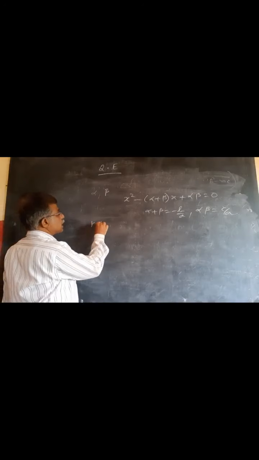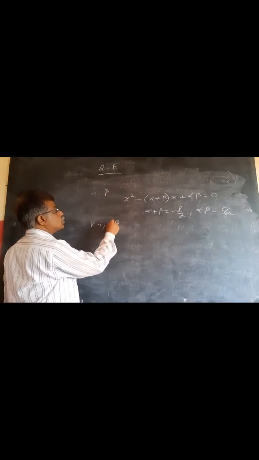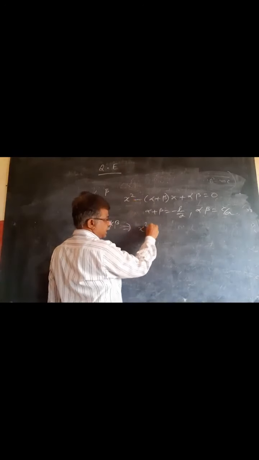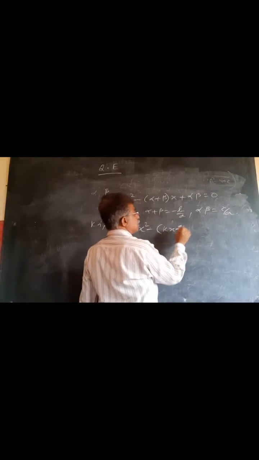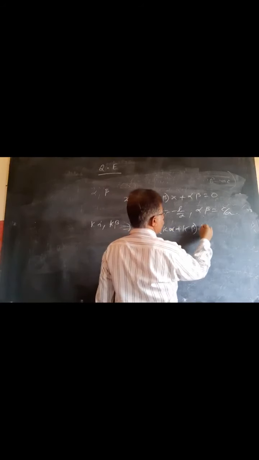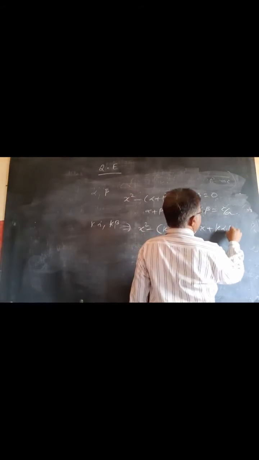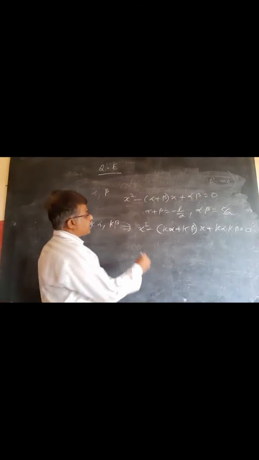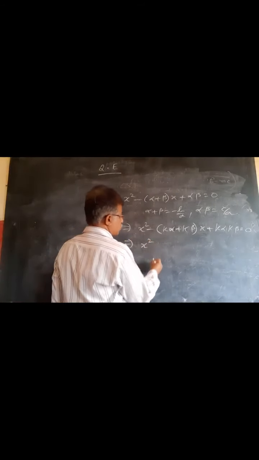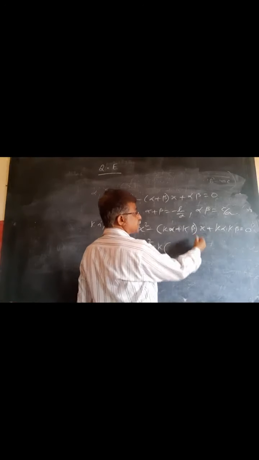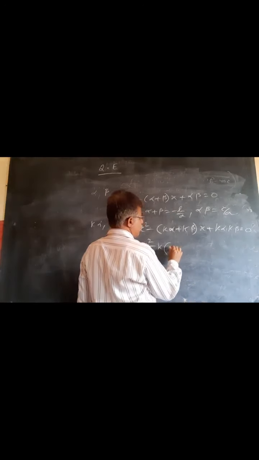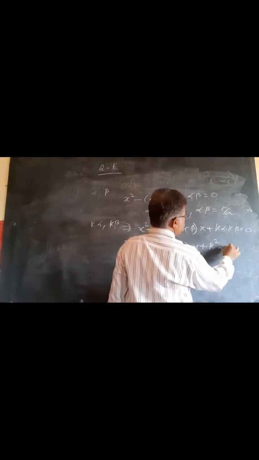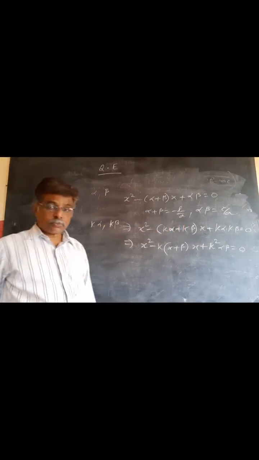I want an equation whose roots are k alpha, k beta. Then what does this equation become? x square minus of k alpha plus k beta into x plus k alpha into k beta equal to 0, if k alpha, k beta are the roots. Now if I simplify this, x square, taking k common, this becomes k into alpha plus beta into x plus k square alpha beta equal to 0.